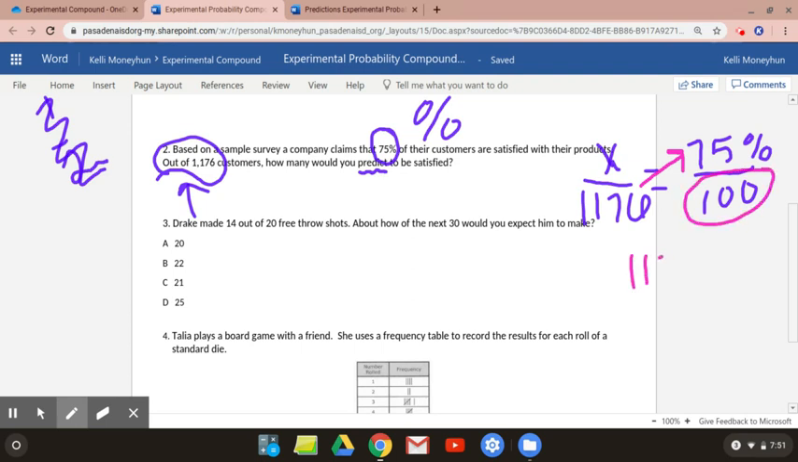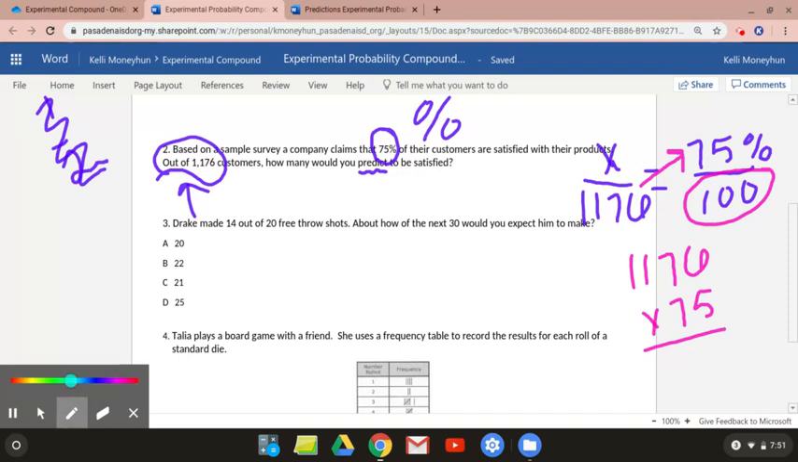Okay, so we're going to do 1,176 times 75. I want you guys to try to multiply this by yourselves and then check my math, because y'all know I make mistakes. We all make mistakes. Okay, so go ahead, pause, multiply, and then check my math, okay? All right. Holy cow, y'all. I got a huge number. I hope y'all got it too. I got 88,200. Okay. So now we need to divide that by 100.